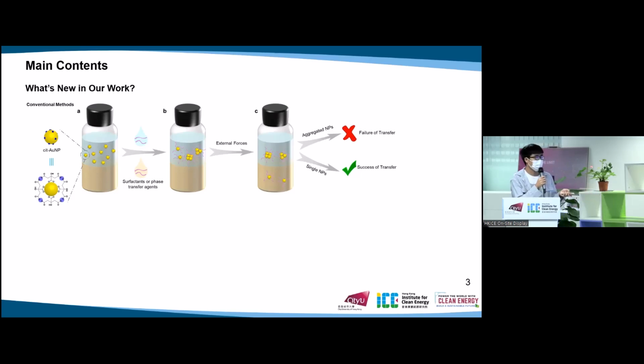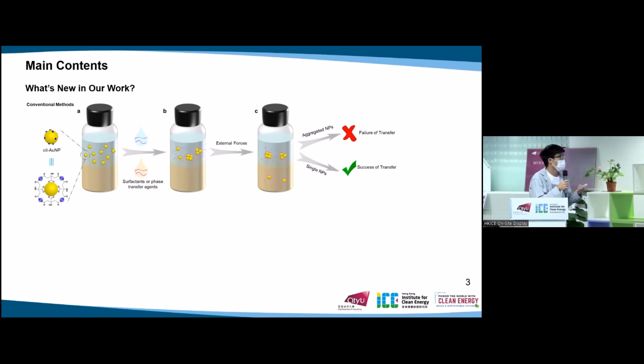Here we use gold nanoparticles as our research model due to their unique surface plasmonic properties. Previous research believes that the aggregation of nanoparticles can lead to the failure of the transfer. So they functionalized the nanoparticles by adding surfactants, phase transfer agents or something like that into the aqueous phase or the organic phase under external forces, such as vigorous blending, to avoid this aggregation.